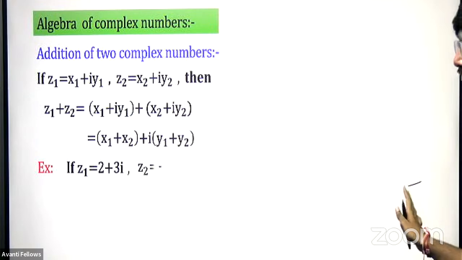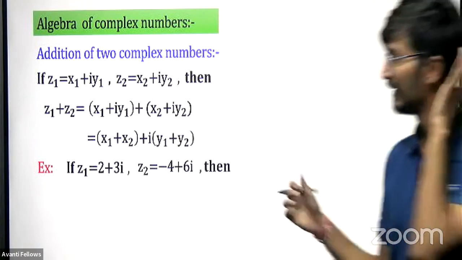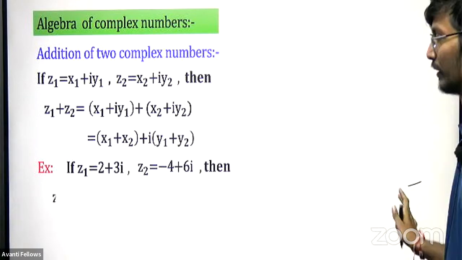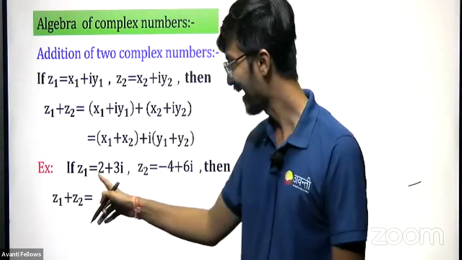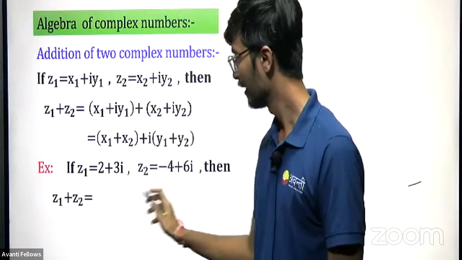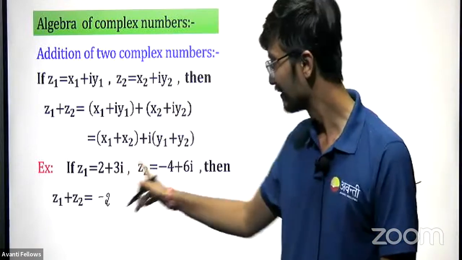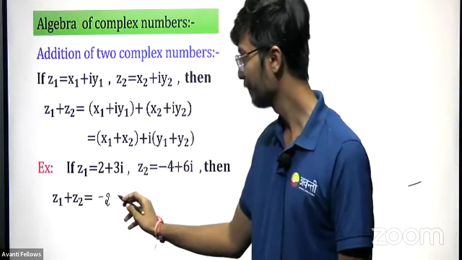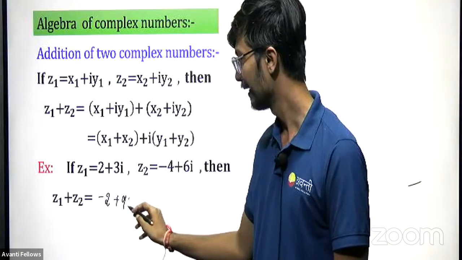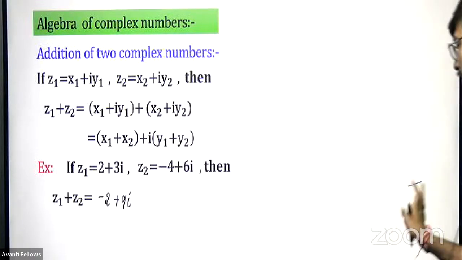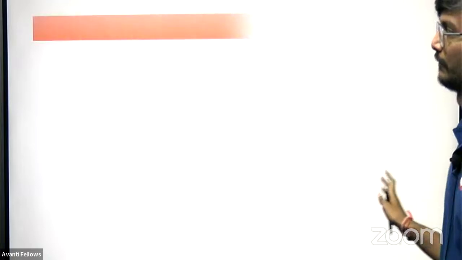Got it? So if this is the same, then what will be z1 plus z2? If you can see, for z1 plus z2 we add the real part, so 2 minus 4 will be minus 2. And add the imaginary part: 3i plus 6i will be 9i. I hope it is clear. Let's move on to the next part.